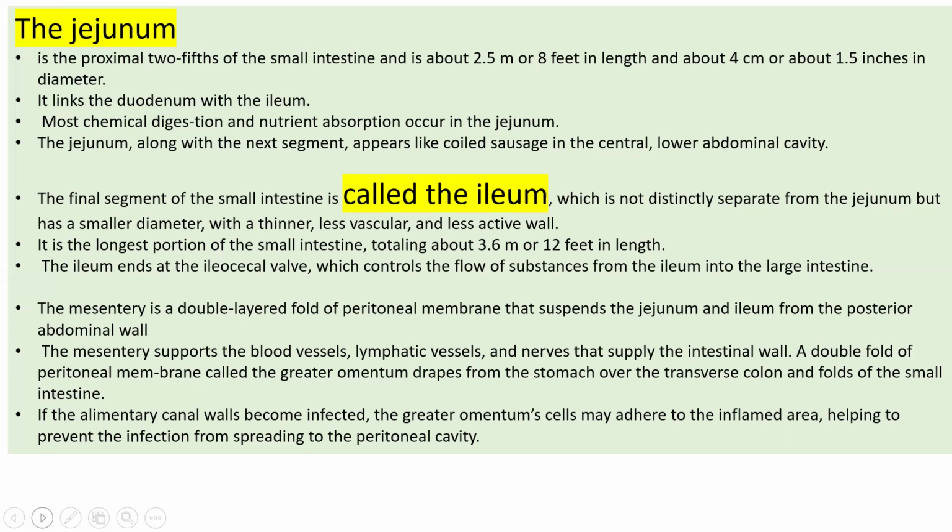It helps to prevent the infection, and this greater omentum helps the small intestine to prevent the infection from spreading to the peritoneal cavity. So if the alimentary canal walls become infected, the greater omentum may become inflamed. The greater omentum, which is a double layer of peritoneal fold, helps to prevent the infection. It does not allow the infection to spread to the peritoneal cavity.